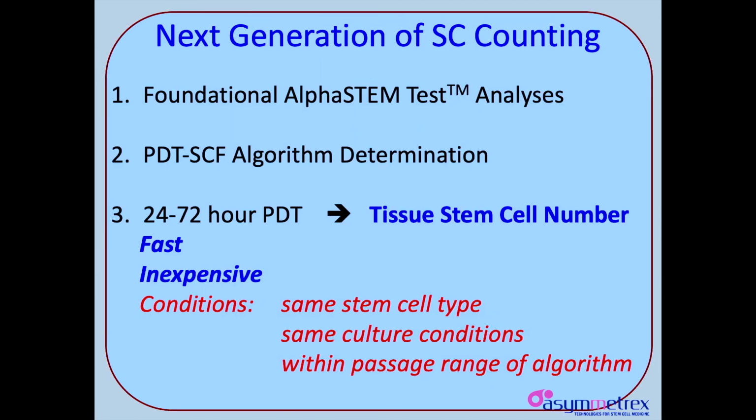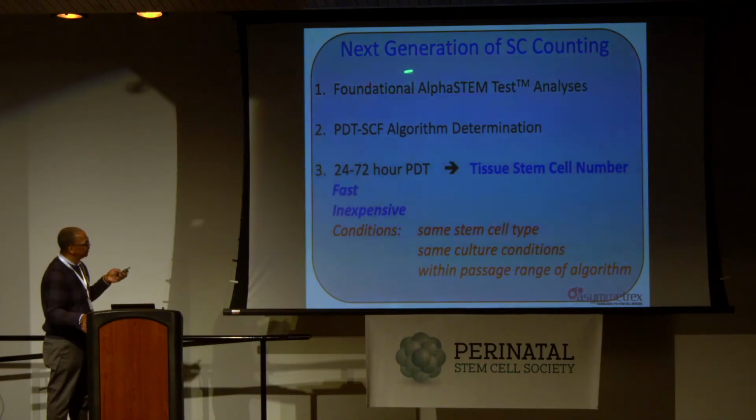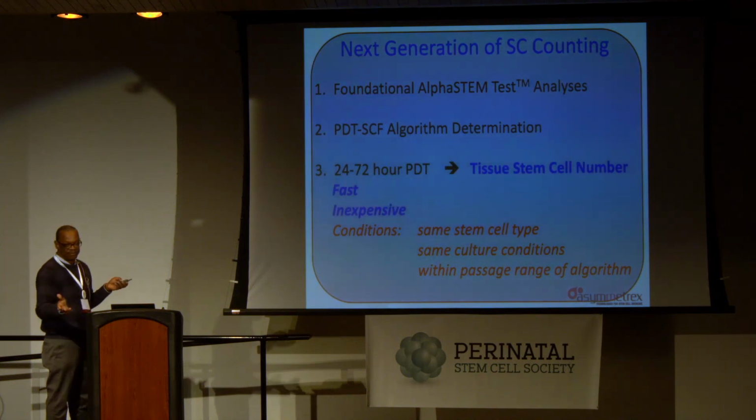We think this is the next generation of stem cell counting. So first we have to do a foundational AlphaSim test analysis like I've shown you. We've got to do one of those studies that takes 3 to 4 weeks. And then with that data, we will generate the population doubling time stem cell fraction algorithm. We'll determine what that is, like the ones I've shown you.